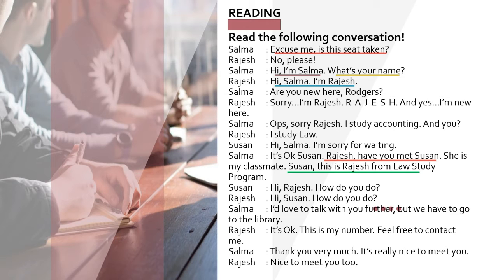And then the conversation goes on again until Salma asks for permission to end the conversation by saying, "I'd love to talk with you further, but we have to go to the library." And the conversation ends by saying goodbye. Salma said, "It's really nice to meet you." And Rajesh answered, "Nice to meet you too." This is an example of a conversation between three students who just introduced each other, so they didn't know each other before.